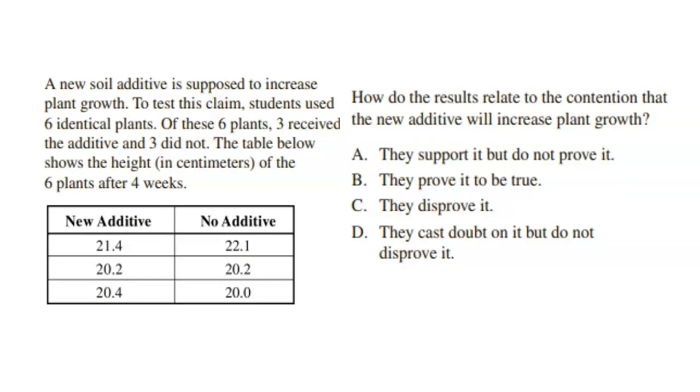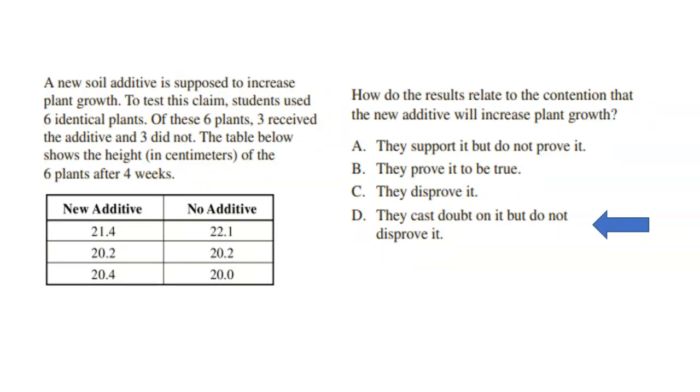But just looking at it, just speculating here, looking at these 6 plants. The highest plant here was a plant that grew to 22.1, and that plant didn't get the additive. All of them are between 20 to 22. Here again, we've got 20 to 21.4. I would say they cast doubt on it but they don't disprove it. In other words, there's no outcome here that you could say one way or the other.